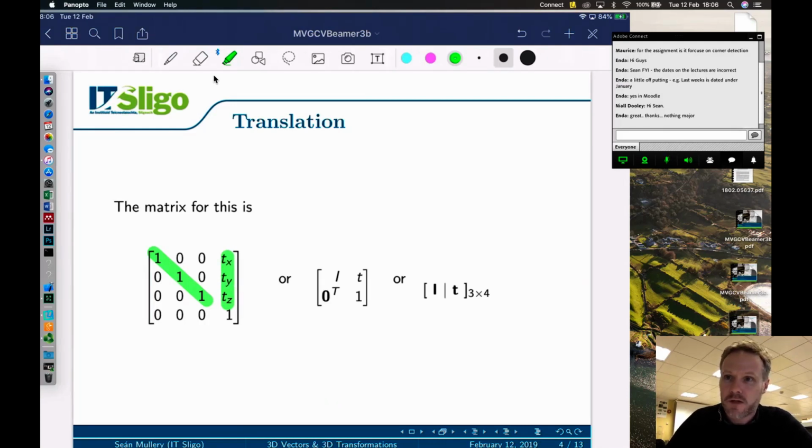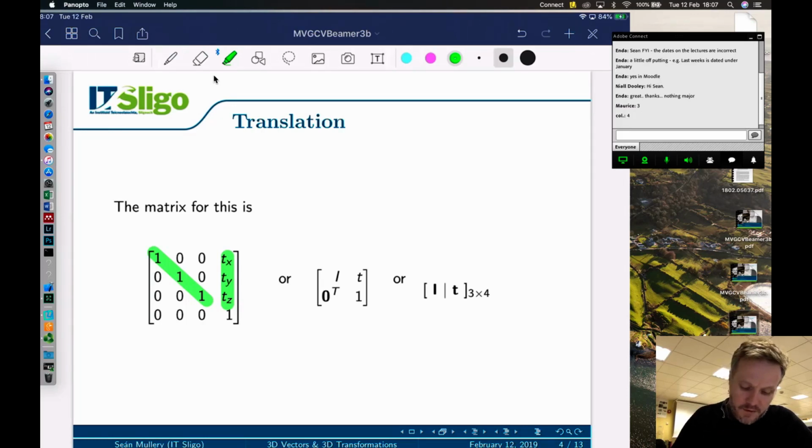Does anybody want to take a guess at how many degrees of freedom we have in this situation for a 3D translation? Yeah, don't see anyone else typing, so I'll take Maurice's answer. It is indeed 3. So the 3 are the TX, the TY, and the TZ. Everything else stays the same. Okay. So I think Colin said 4. So hopefully you can see that there's only 3 there. There's only 3 values that can change. Everything else is just a constant value.